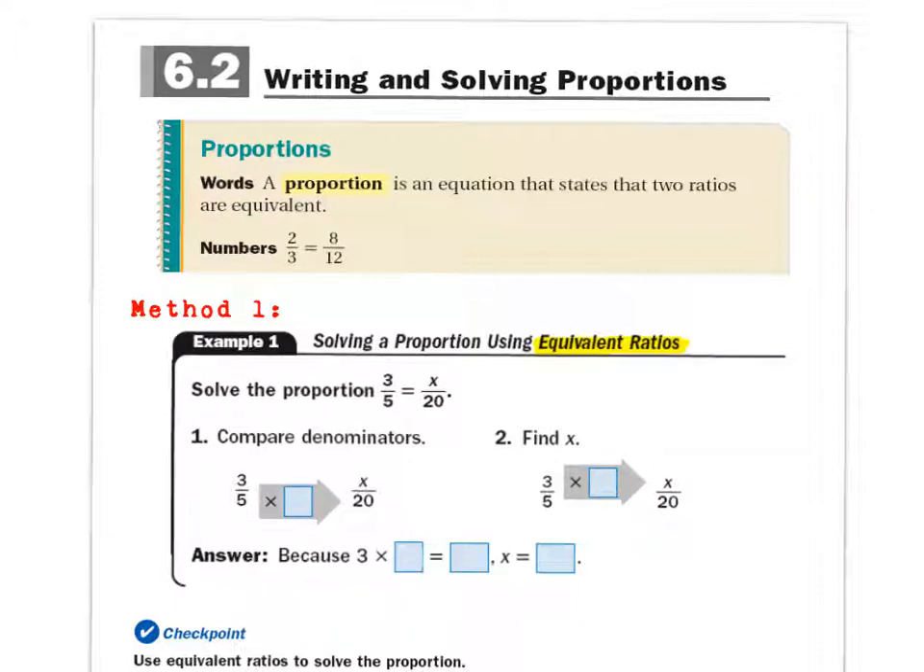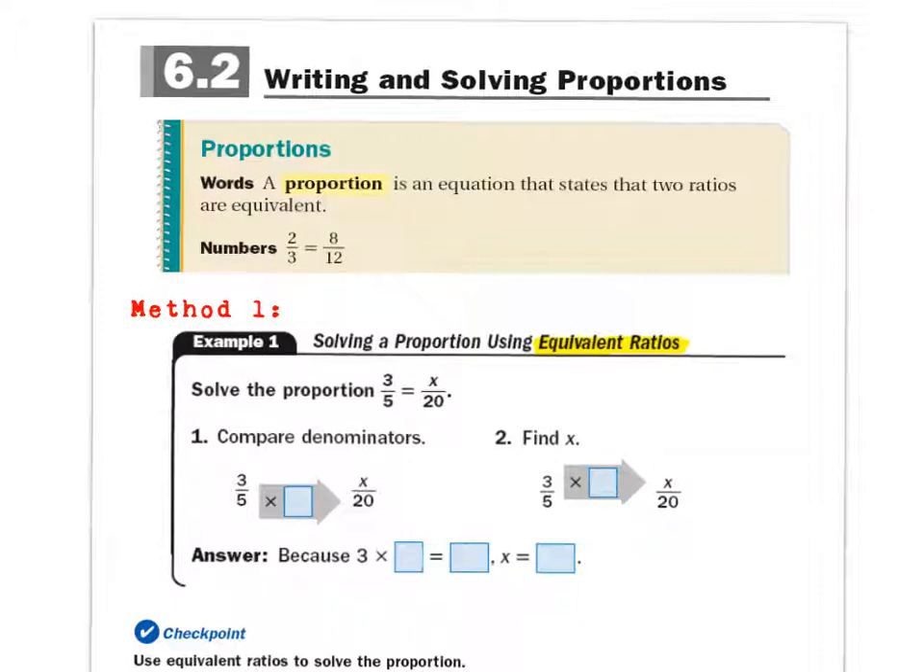So the first method is called equivalent ratios, and this method is probably the easiest method. The problem with it is that it doesn't work for every proportion. But when it does work, it really is not too difficult. So the way this works is we're going to ask the question here. So we have 3/5 equals x over 20, and our goal is to figure out what x is in order to make this a proportion.